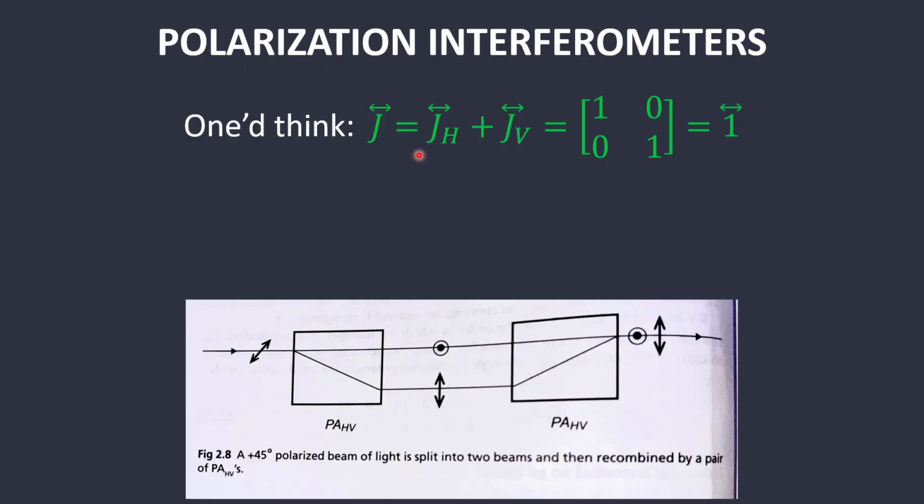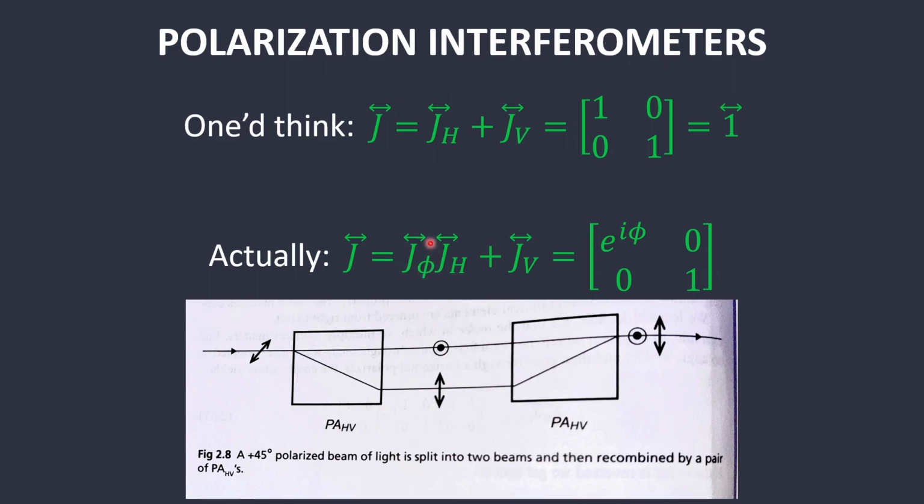Mathematically, one would think that both components go through and then end back up. And so you'd think that it would just be the unit matrix, or the identity matrix, that represents this. However, mathematically, to account for that phase shift, you actually have to account for the phase shift over the horizontal polarization here. And so you don't get the identity matrix anymore, and you have this Euler formula up here accounting for that phase shift phi.